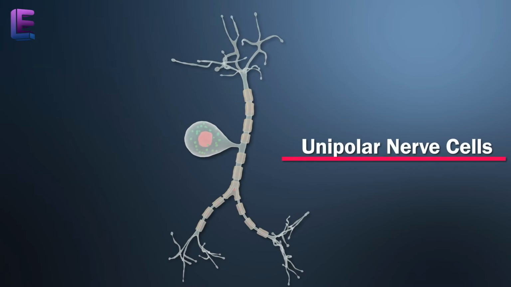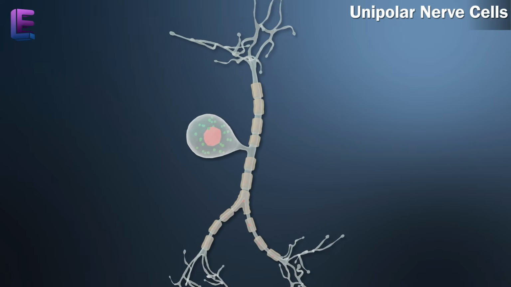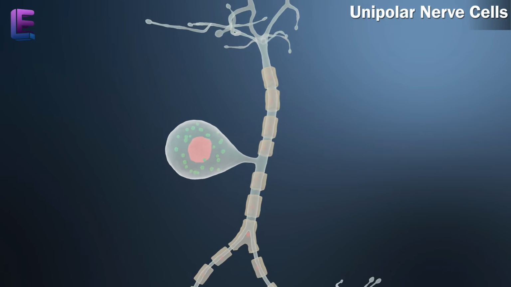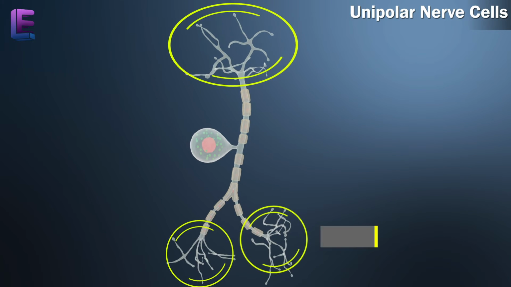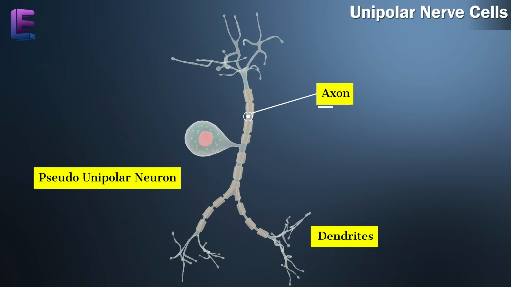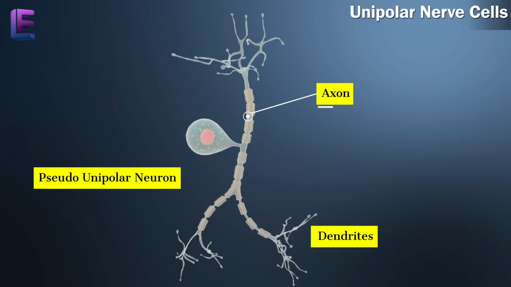Types of neurons based on divisions. 1. Unipolar nerve cells. These are sensory cells. There is only one projection from the cell body here. This divides into two branches. One of these forms dendrites while the other is the axon. These are known as pseudo-unipolar neurons.